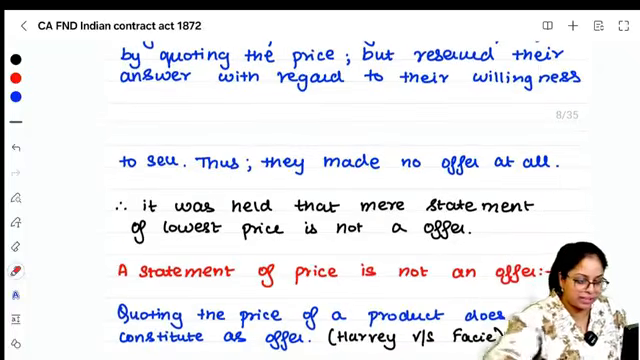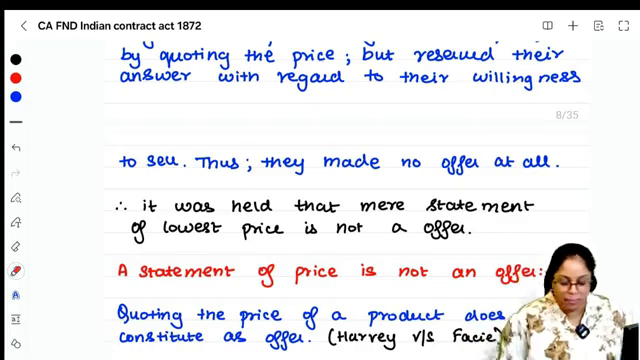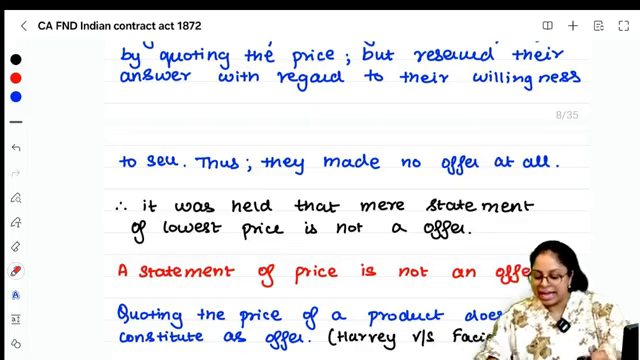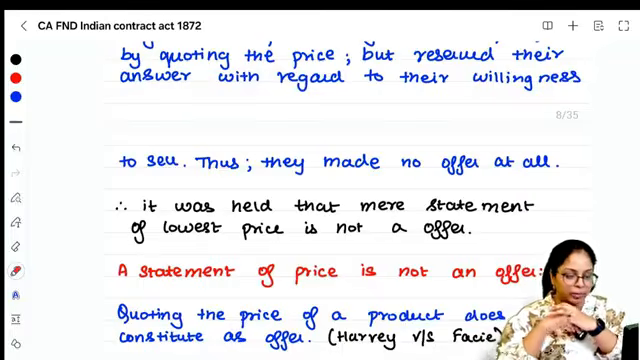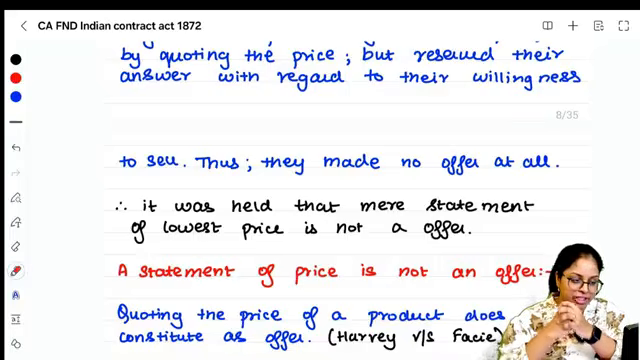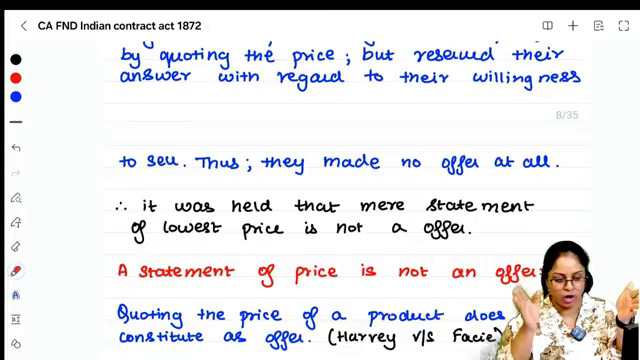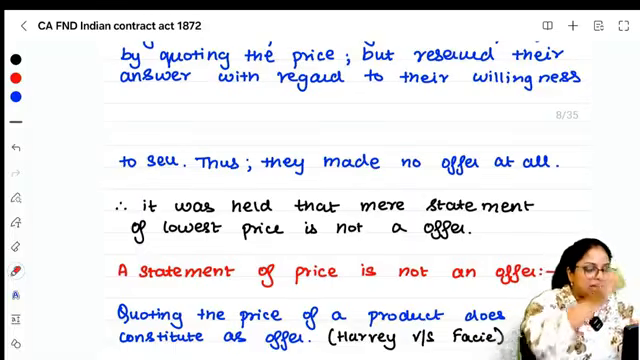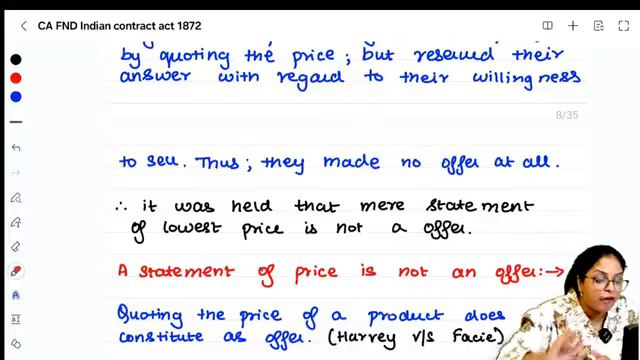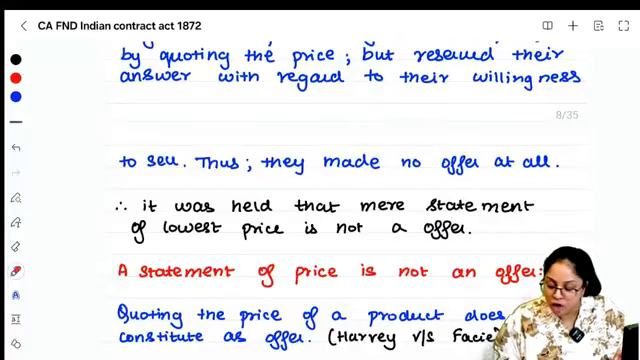What do you mean by acceptance? When one person gives his assent, it is said that he has accepted. I'll ask a few questions. Please answer to me. Let's say Shriram makes an offer to Abhijit. Who can accept it? Abhijit. That means acceptance can be given by the person to whom the offer is made.